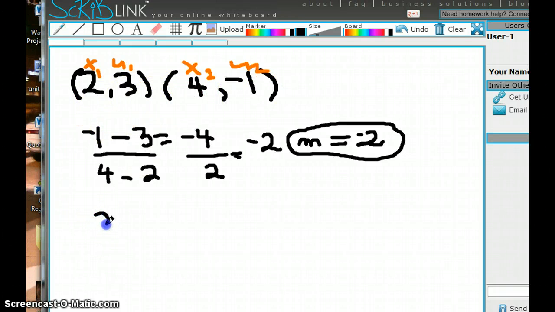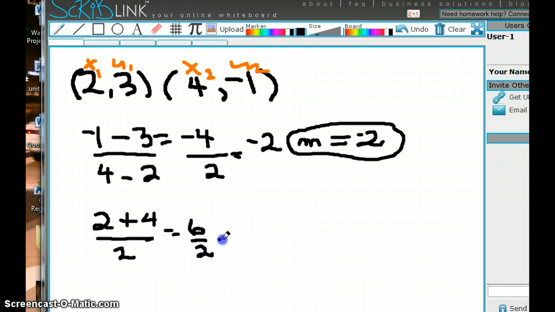If I'm going to add 2, which is our x, plus 4, which is our other x, divide by 2, that gives us the first coordinate. 4 and 2 is 6 divided by 2. And so the first coordinate will be 3. Okay? Now we have to figure out what's the next one going to be.